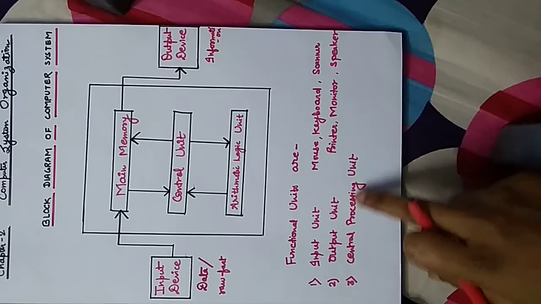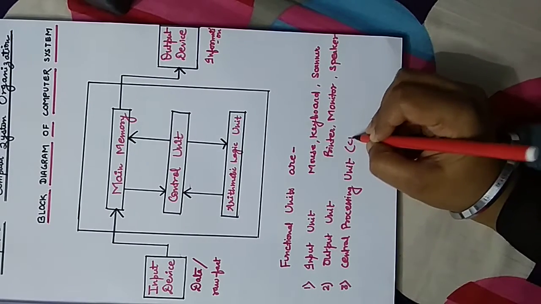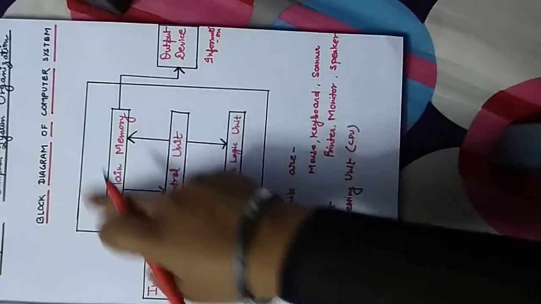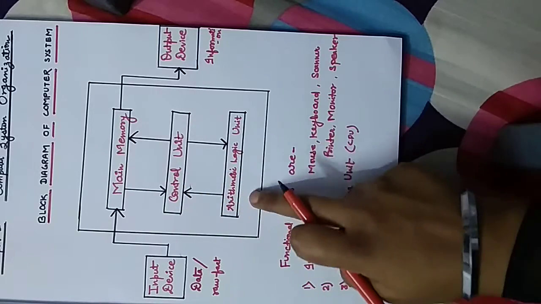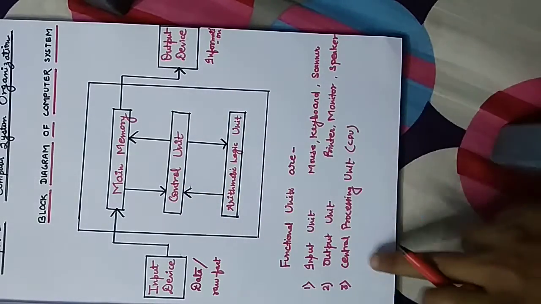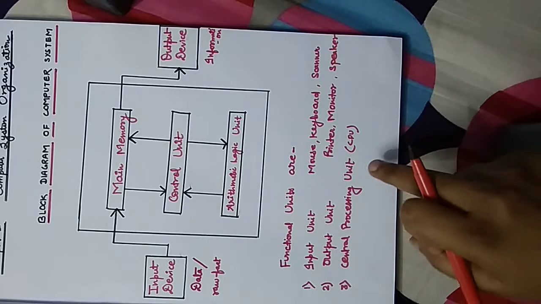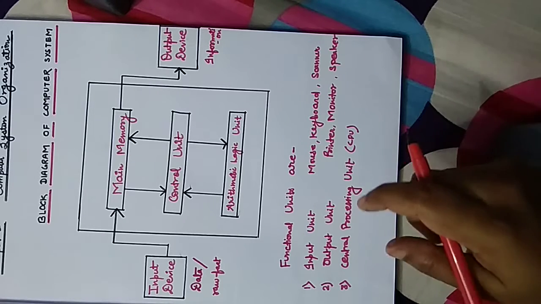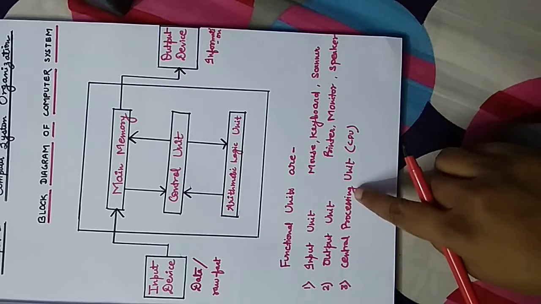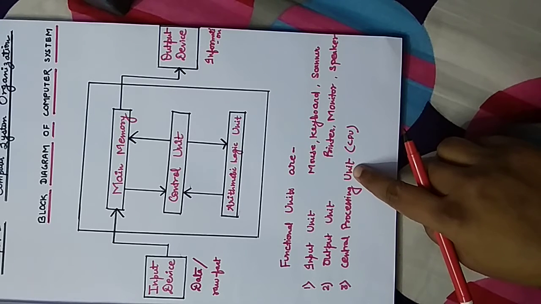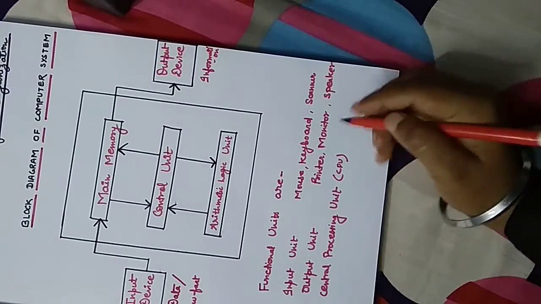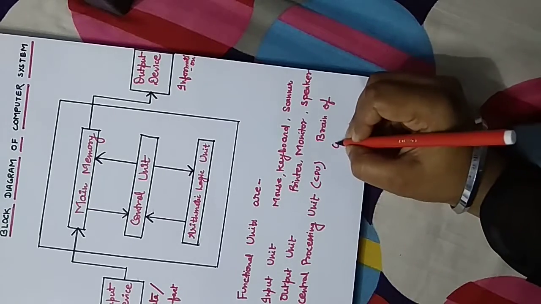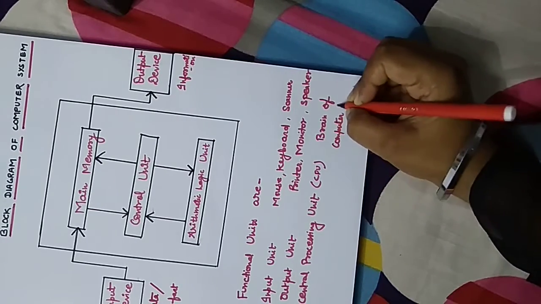After this, the central processing unit, that is called CPU. All the work of this block, that is main memory, control unit, and arithmetic logic unit, is completely called the central processing unit of the computer system. And because all the work in the computer system is done with the help of the central processing unit, which controls all the parts, this is called the brain of the computer system.